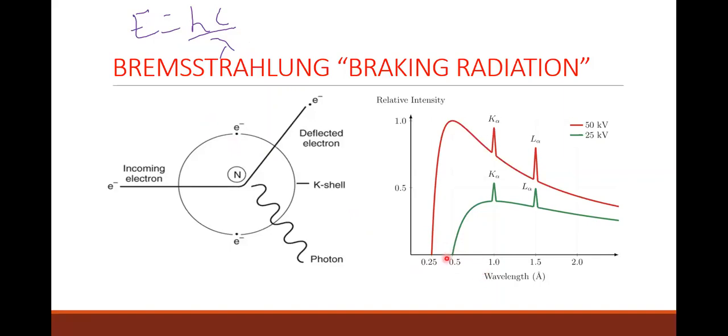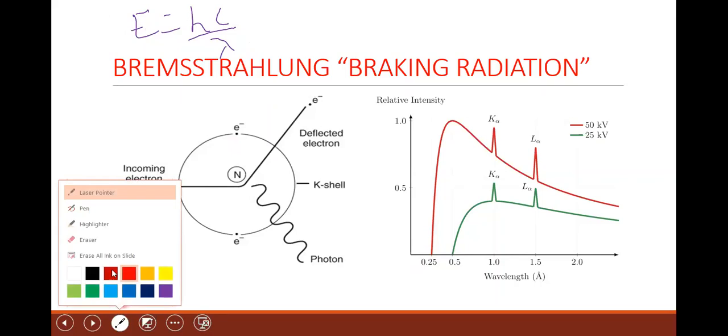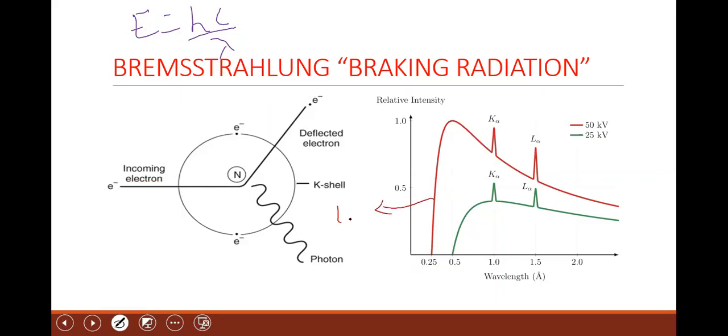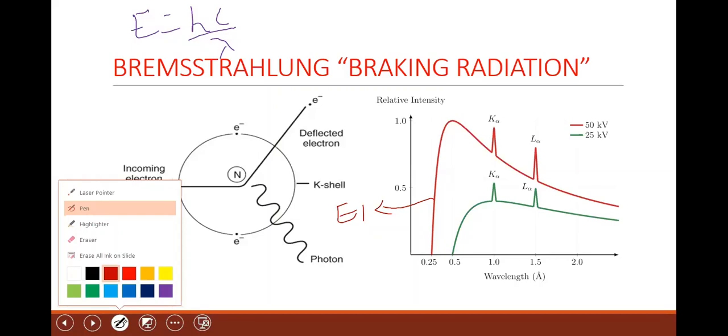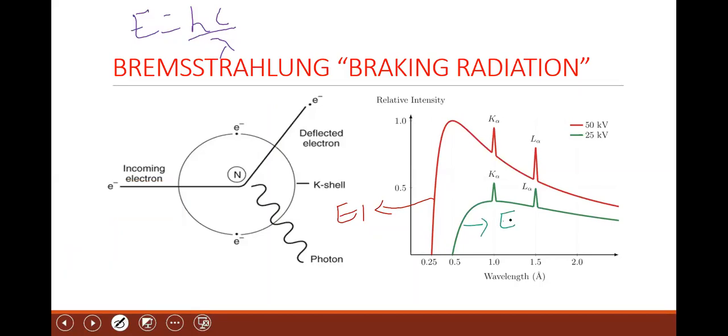And for this, compared to this, the wavelength is more. When wavelength is more, then energy is what? E1 and E2 I can call it as? For this, it is E1. For this, it is E2. Which is greater? E1 is greater than E2. Please think it yourself. Why is E1 greater than E2?